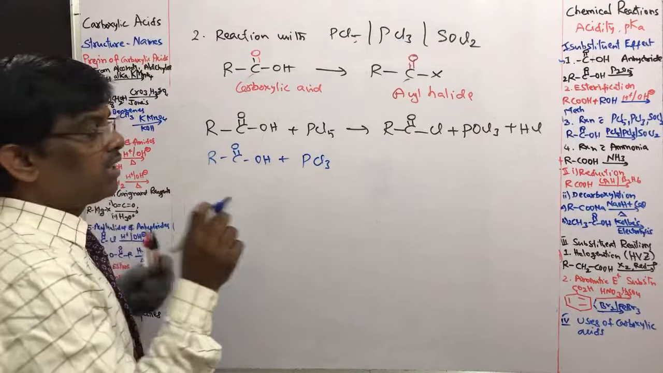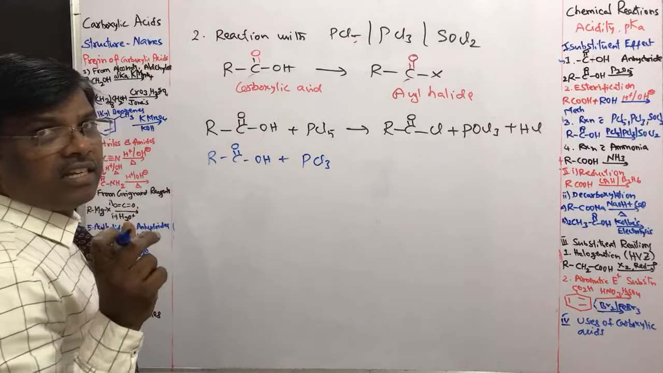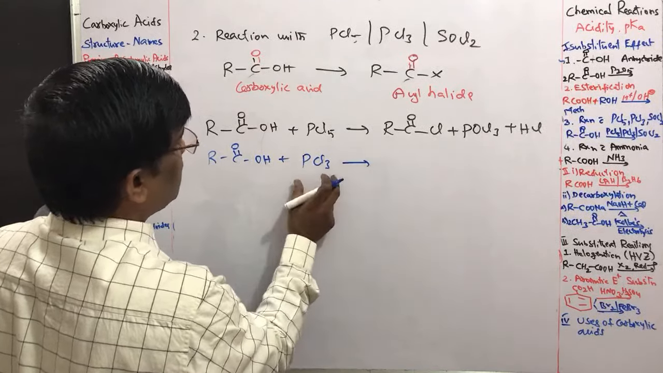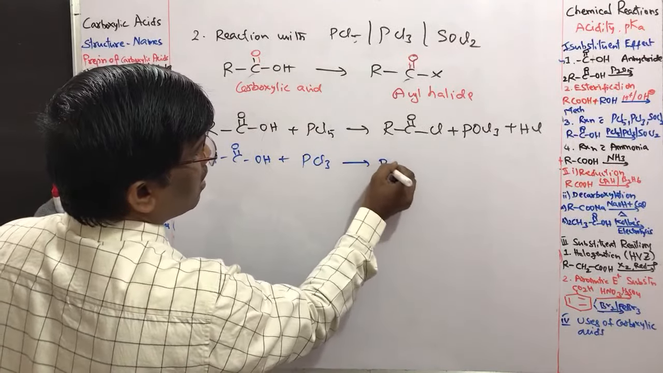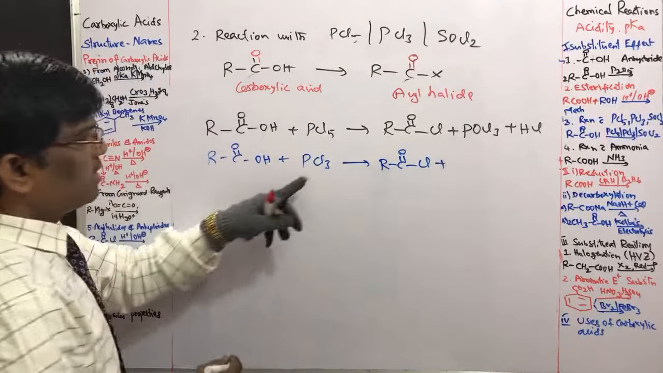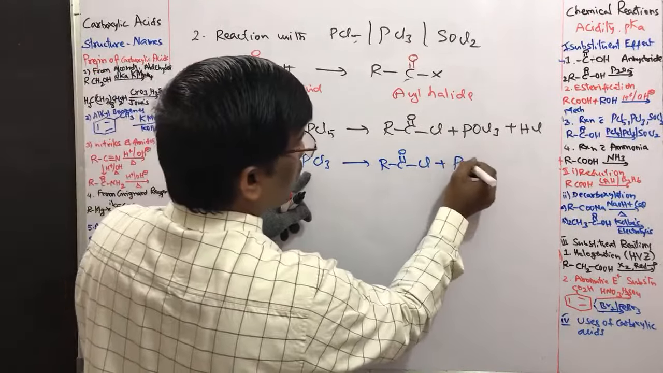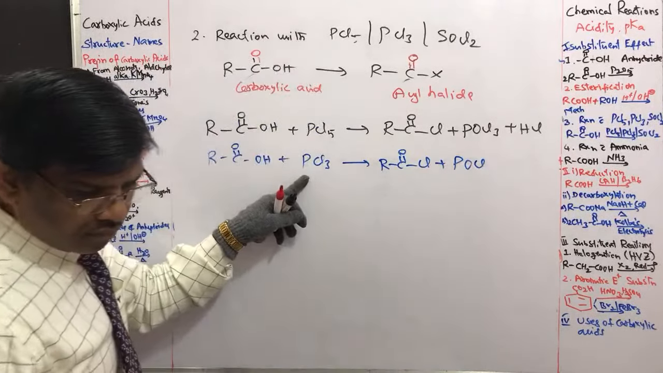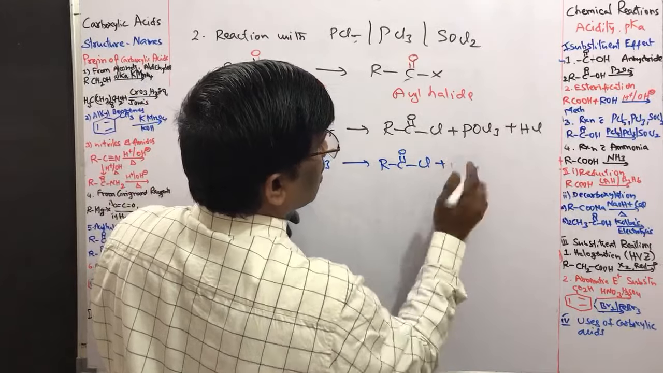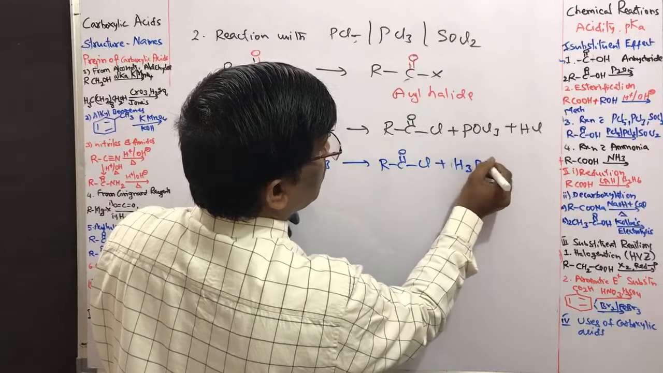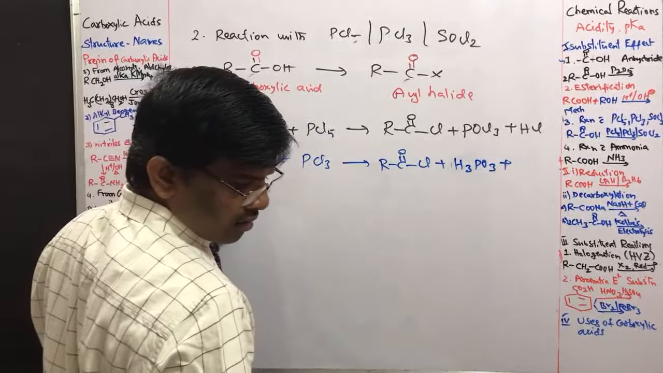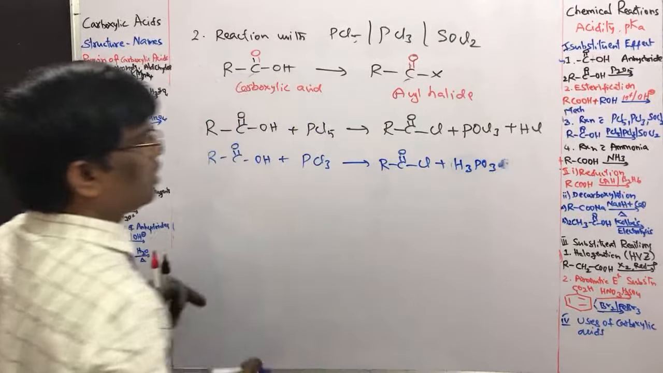However, if I use PBr3, there is another reaction it is going to undergo. So let us stick to PCl3. The acid gives RCOCl plus H3PO3.